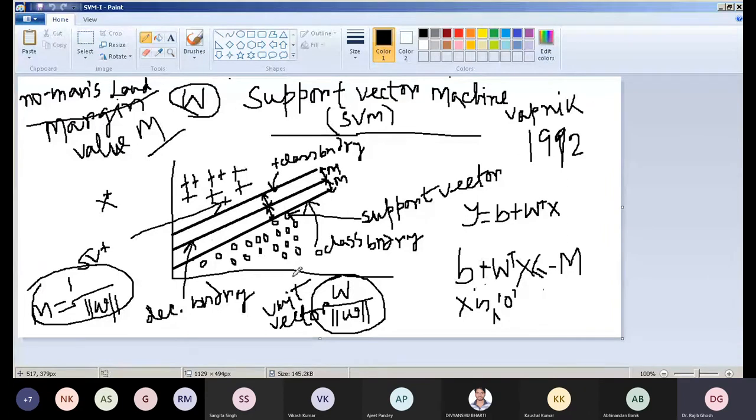They are not lying within the no man's land. And the no man's land, first of all, we have taken equal on both sides. That means we are not placing any sample in the no man's land, and not placing any sample close to the decision boundary. First of all, that thing we have achieved. And after that, we are placing our test samples again.